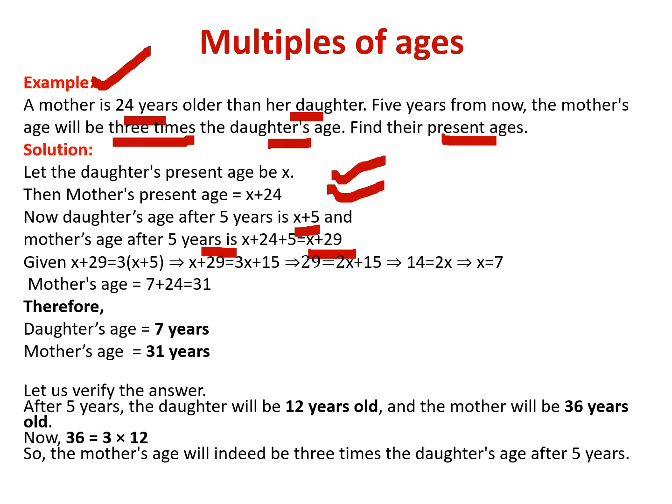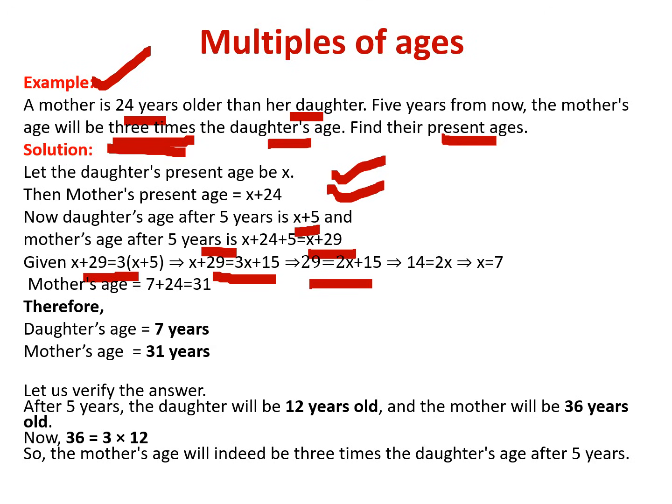According to the problem, after 5 years, the mother's age will be 3 times the daughter's age. Therefore, we can form the equation x plus 29 equals 3 times the quantity x plus 5. Now let us simplify. We get x plus 29 equals 3x plus 15. Subtracting x from both sides, we get 29 equals 2x plus 15.